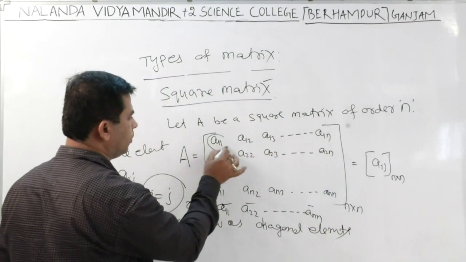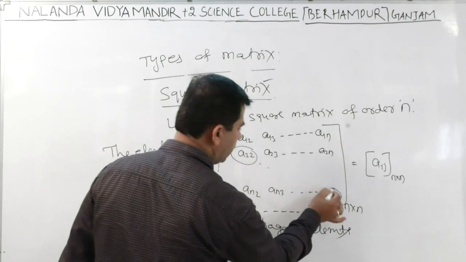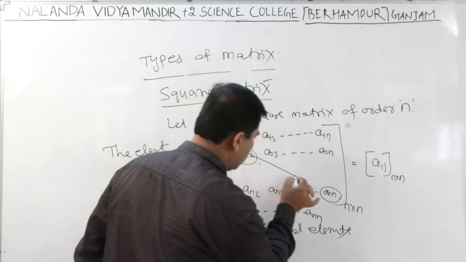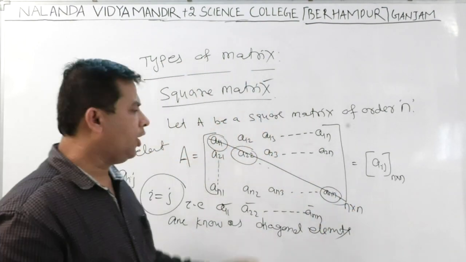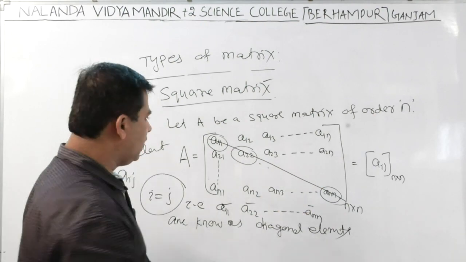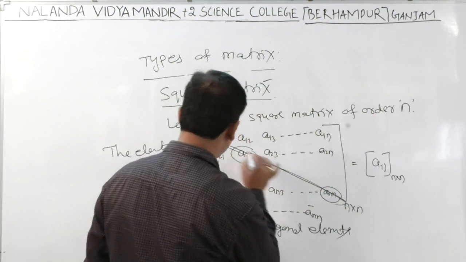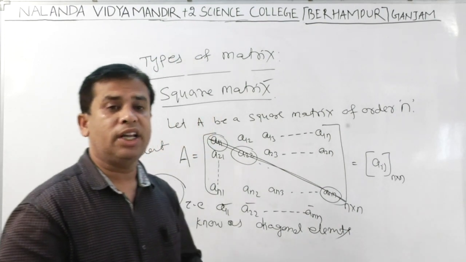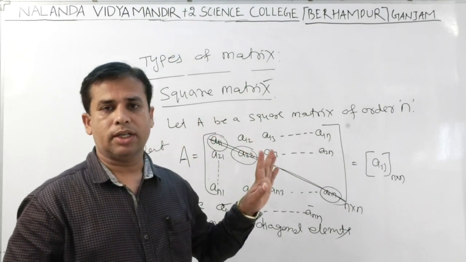That is A11, A22, Ann. And the diagonal elements lie on a line. All the diagonal elements lie on a line. That line is known as the main diagonal, or principal diagonal, or leading diagonal of the square matrix.